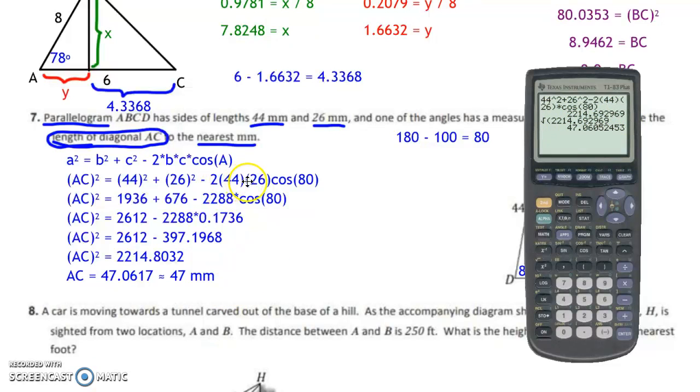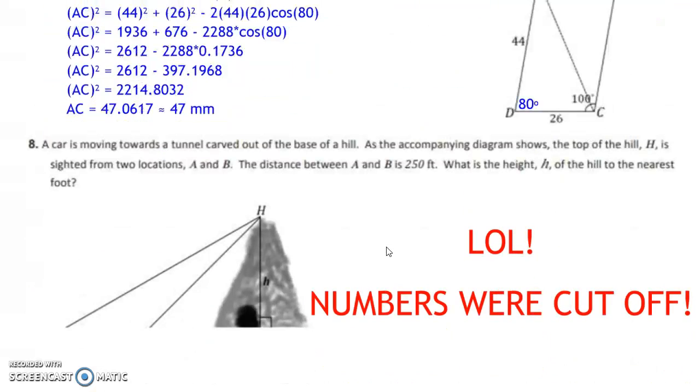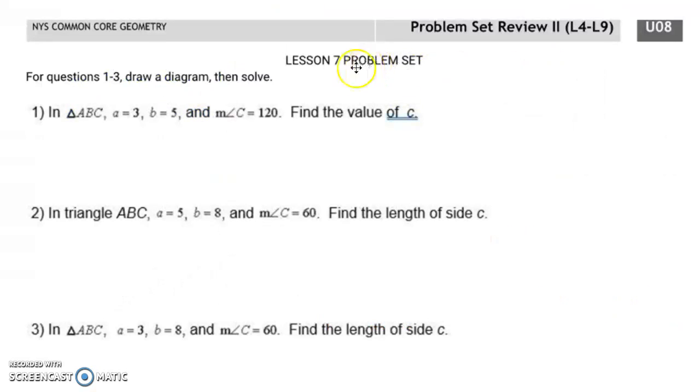Keep in mind that since I rounded in the middle here, I got an answer that was slightly off here, 0.0617, which is off by 12 thousandths of a millimeter, which is pretty small. But I just wanted to give you that option. Anyway, for question number 8, the numbers were cut off, so you couldn't have done it. Isn't that fun? All right, take a look at the problem set for lesson 7.